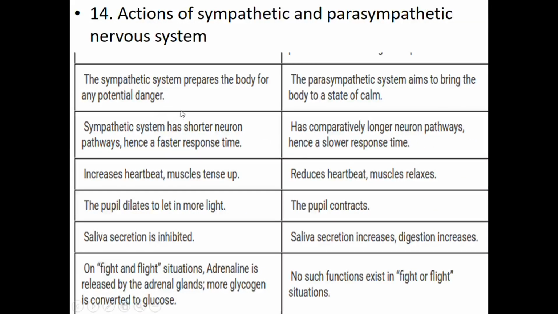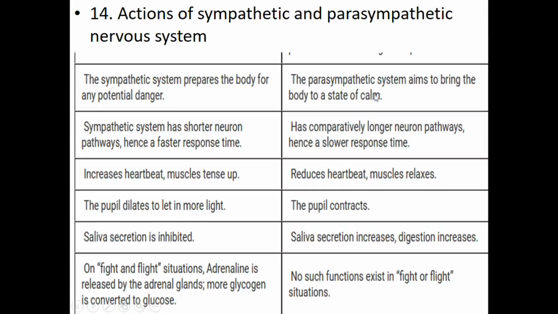Sympathetic system prepares the body for any potential danger. Sympathetic system has a shorter neuron pathway, increases heartbeat, muscles tense up, pupils dilate to let in more light, and saliva secretion is inhibited. In fight and flight situations, adrenaline is released from the adrenal glands, and more glycogen is converted to glucose.